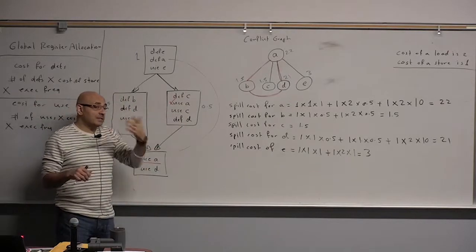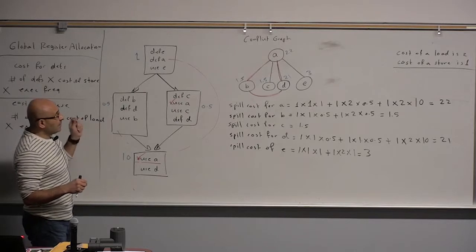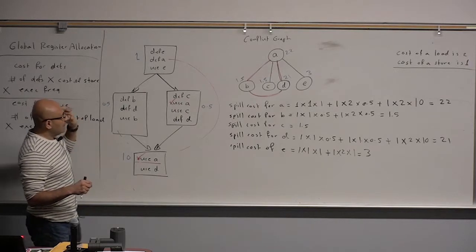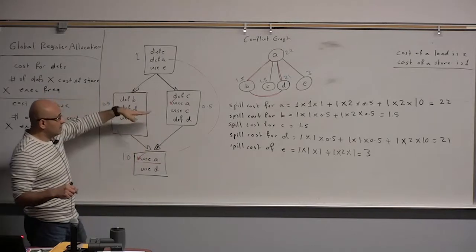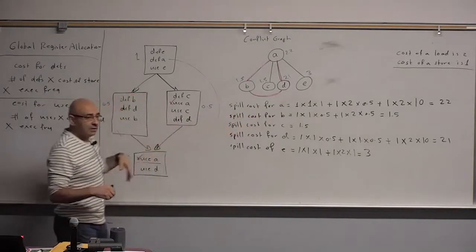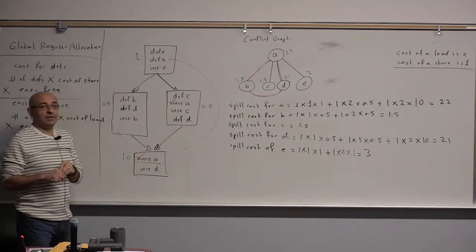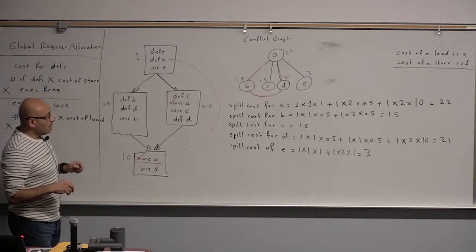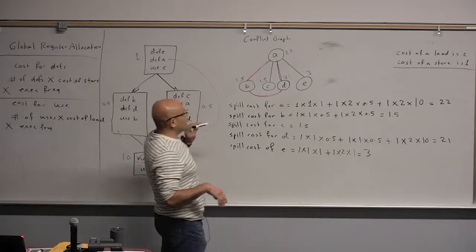So it's probabilistic. And this is the point in factoring the execution weight or the execution probability into this calculation. Okay, so this is the point in doing the half here. Okay? All right. So now we need to select something for spilling.